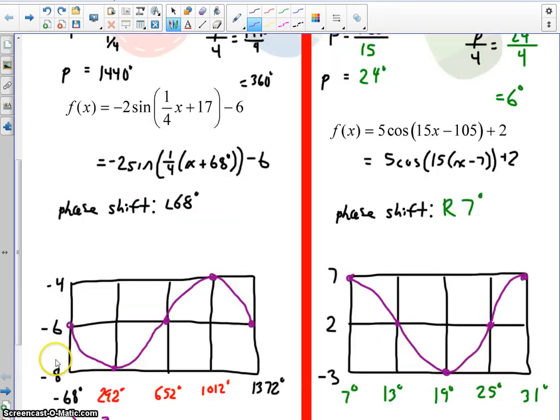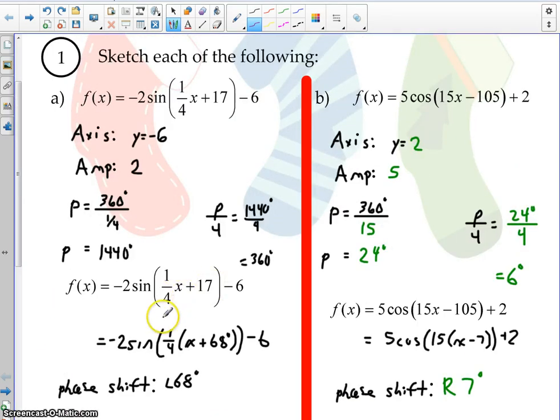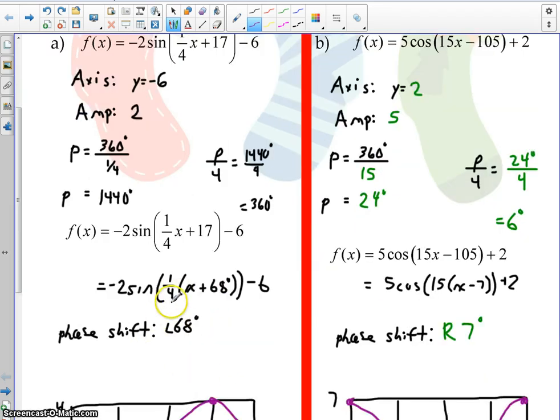Now, how do we get that phase shift? This is one of those equations where the k value is not factored out from the argument inside the sine. So we can't get our phase shift until we factor that 1/4 out. So I did so here. 17 divided by a quarter gives me 68 degrees. So I wind up with 1/4 bracket x plus 68 degrees inside the sine. That gives me a phase shift of left 68 degrees.